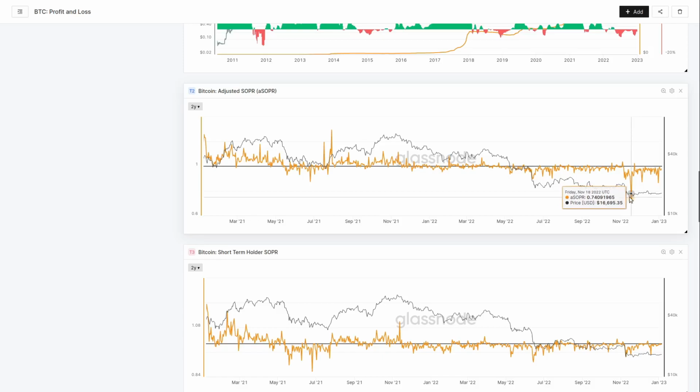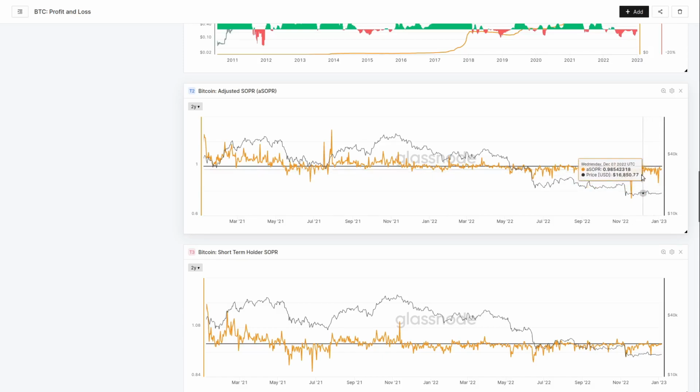FTX was something else. This was just an enormous sell-off. The average coin that was spent was locking in a 25% loss. Now that's massive, right? I think it's the all-time low on SOPR. Now, what we do have is some of these spikes.